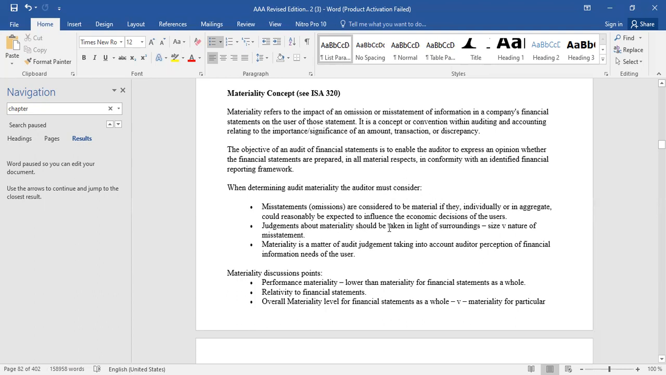Judgments about materiality should be taken in light of surrounding circumstances. We talk about the size and the nature of the misstatement. Then you can make the correct judgment.